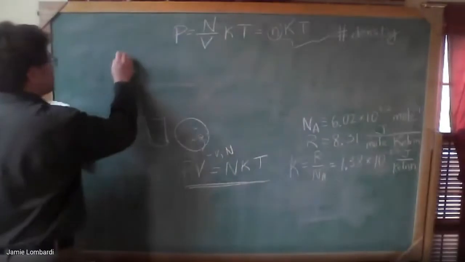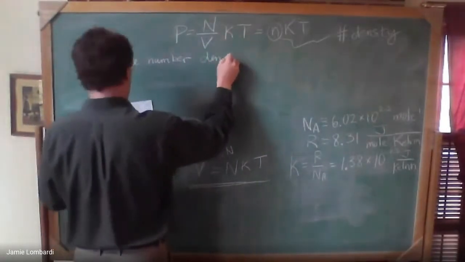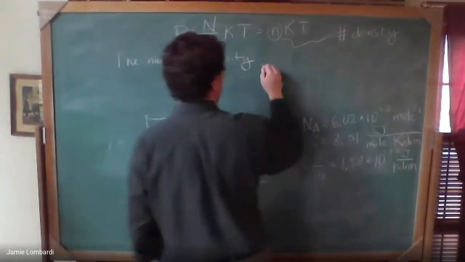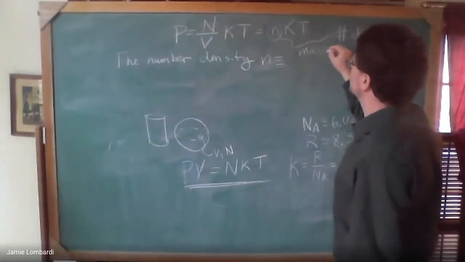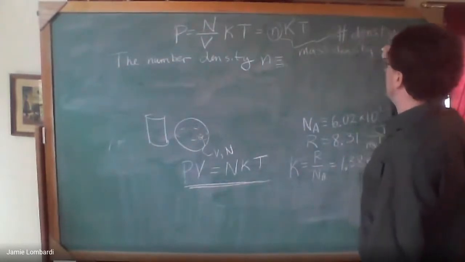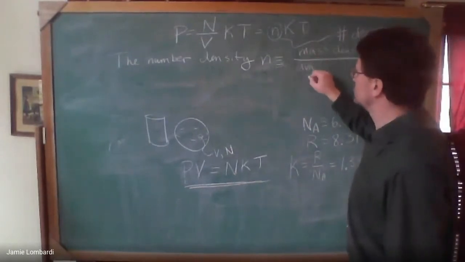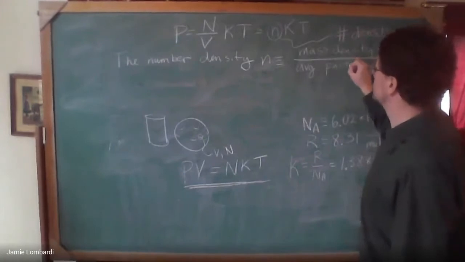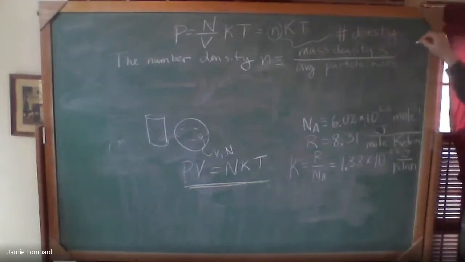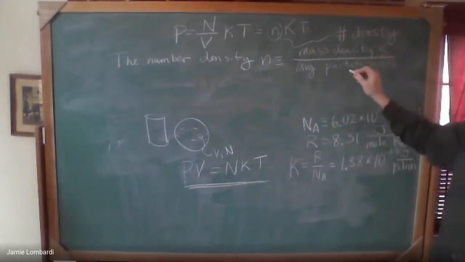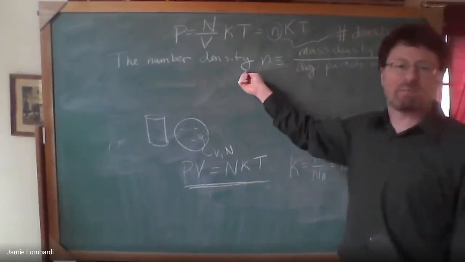You've seen this before, but let me remind you how the number density is related to mass density. The number density N will equal the mass density rho divided by the average mass of a particle. If you take the mass per volume, that's the numerator, and divide it by the mass per thing, you get the number of things per volume, and that's exactly what number density means.